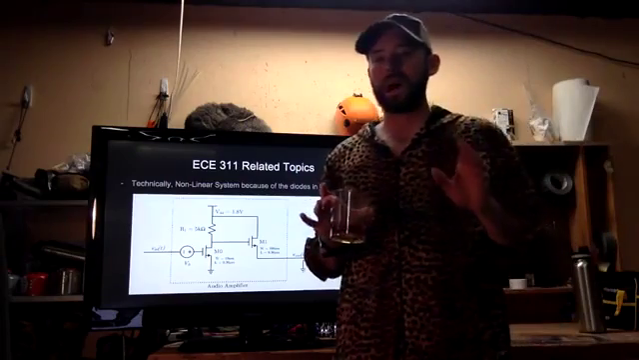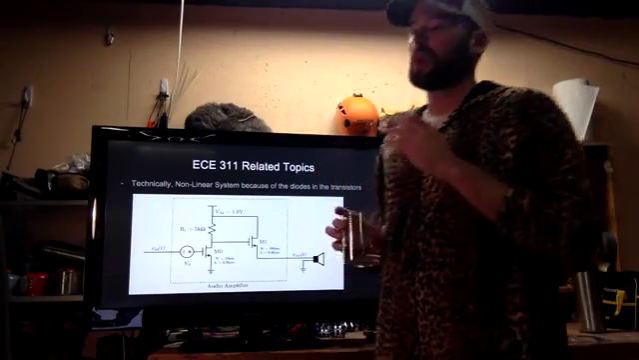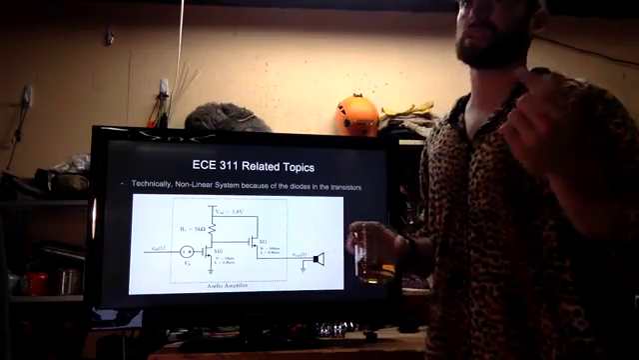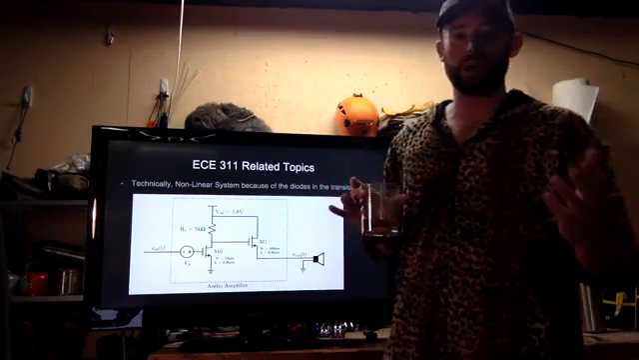Technically, this is a nonlinear system because of the diodes in the transistors. However, we are approximating a linear system to make it easier to analyze.